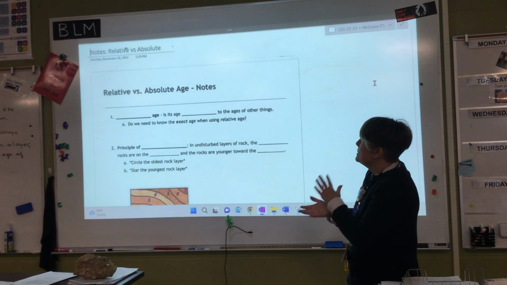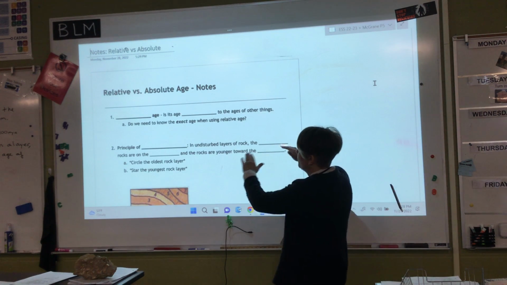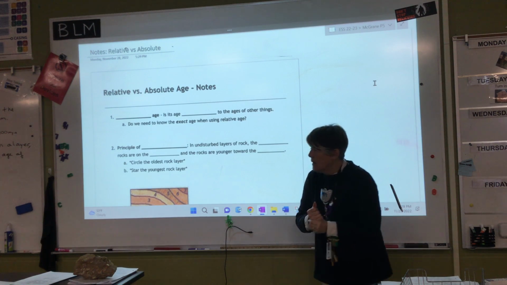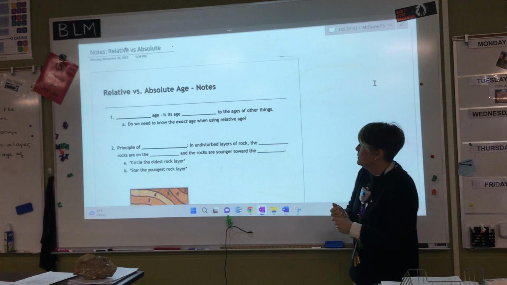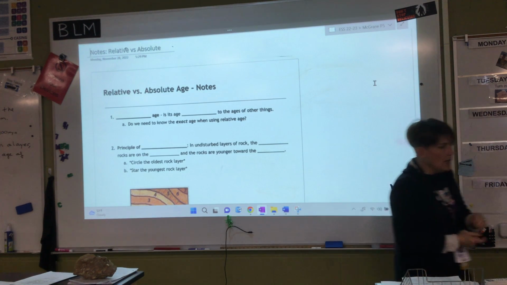Relative dating versus absolute age. And we are not going through all of the different principles, unfortunately. I think next year I want to go through all the different principles, but we're just going to hit a couple of them. All right.